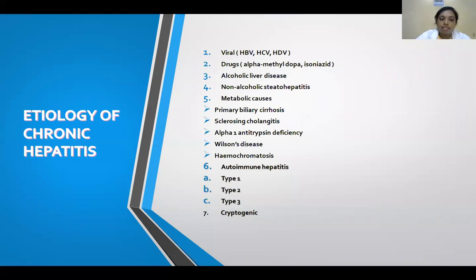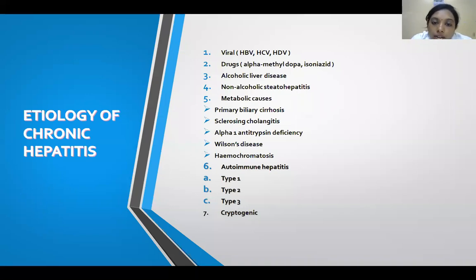So what is the etiology of chronic hepatitis? Okay. First being the viral, as I told you: chronic viral hepatitis, viral, both acute and chronic. The causes are hepatitis B, hepatitis C, and hepatitis D mainly. Okay. There is also A and E. So chronic hepatitis causes are B, C, and D. Acute is caused by A, E, and also B, C, and D.